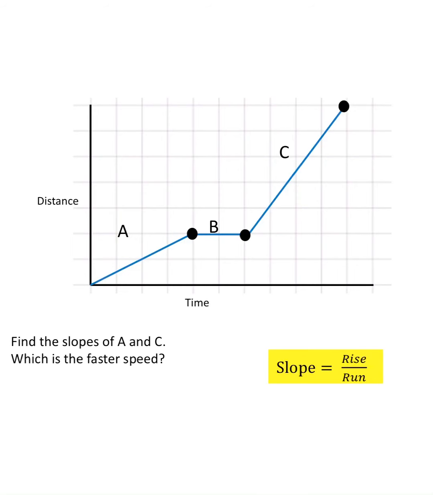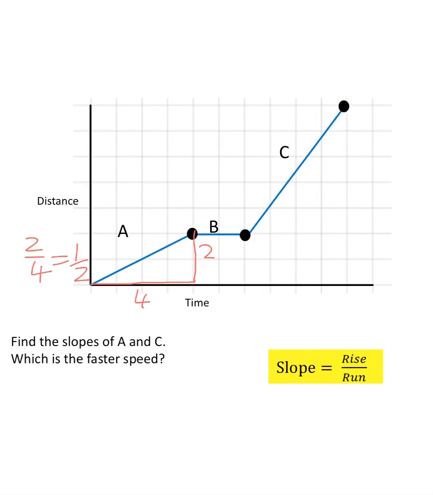Okay, let's have a look at this question here. So we want to find the slopes of A and C, and we want to see which is the faster speed. Okay, so let's get our slope first of A. I'm going to draw a triangle from the start point to the end point. So we can see we go across 4 boxes, that's our run, up 2 then, so that's our rise. So rise over run will be 2 over 4. That will simplify to a half.